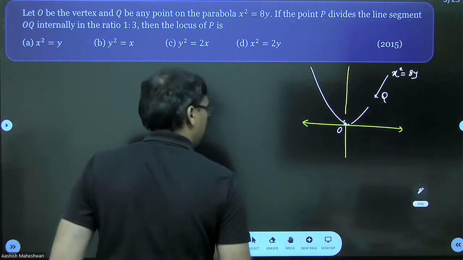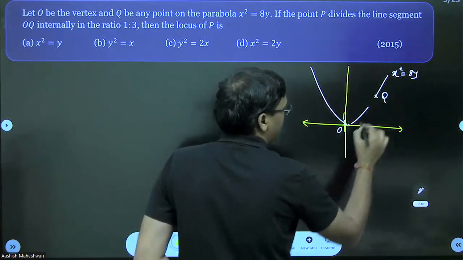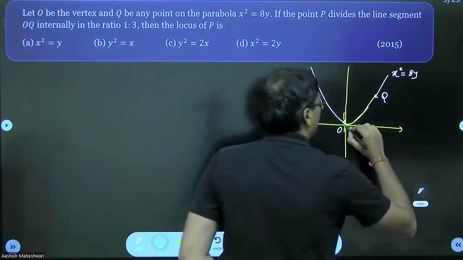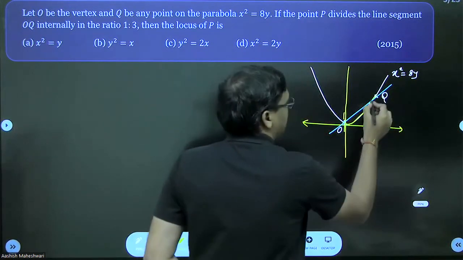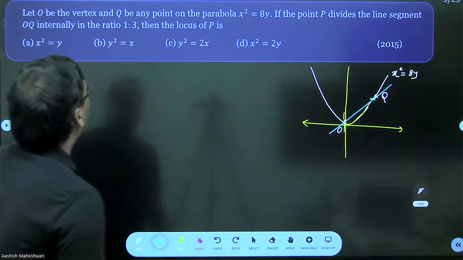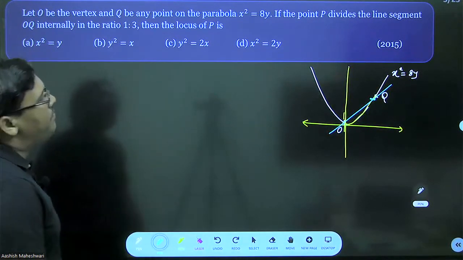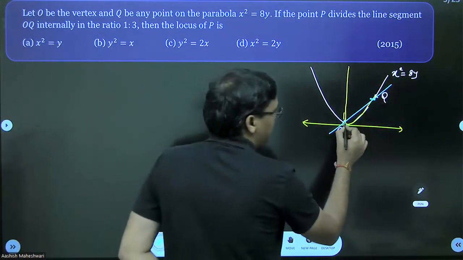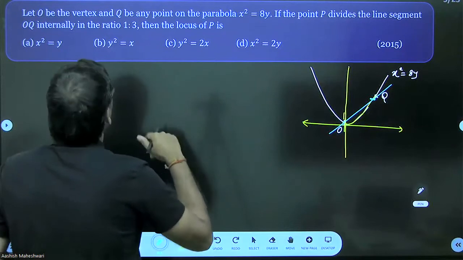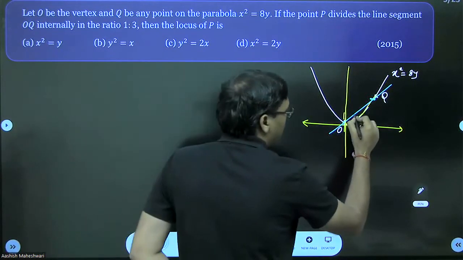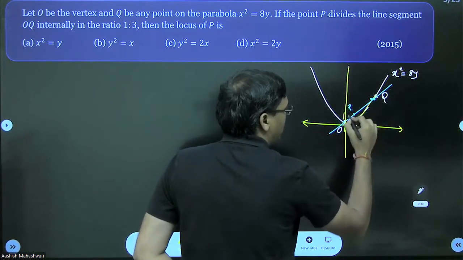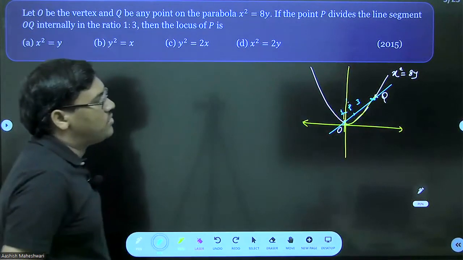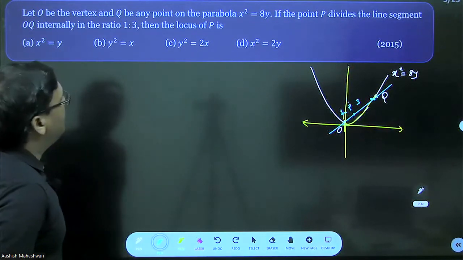Let's say this is the point Q. Okay. Now, Q be any point on this parabola. Point P divides line segment OQ internally in the ratio 1:3. So this is, let's say, point P, which is dividing OQ in the ratio 1:3. OP is to OQ is 1:3. Then locus of point P.